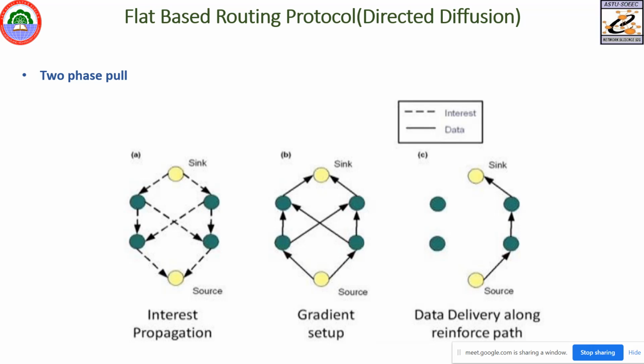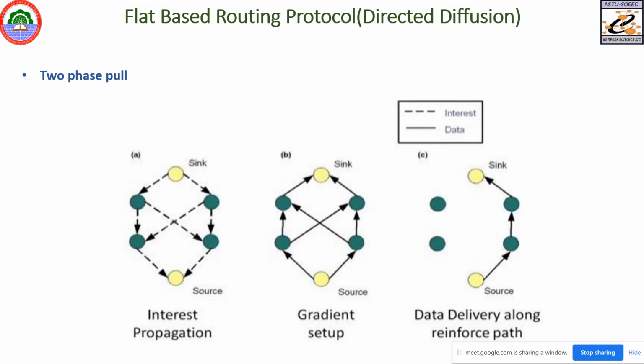But in this one-phase pull, it sends the data only on the preferred gradient. Instead of sending to all the gradients, it is sending to the preferred gradients only. So how to choose that preferred gradient? Among the other nodes, how is it going to choose one particular node? This particular gradient is determined by the neighbor who was the first to send the interest. Whoever sends the interest first, that node will be chosen as the gradient node.